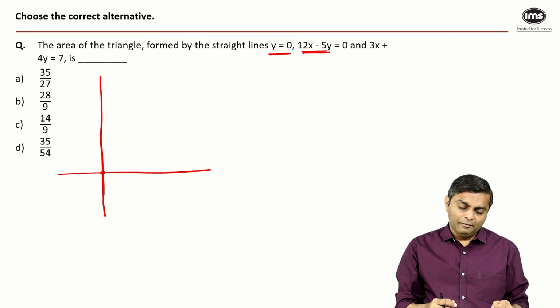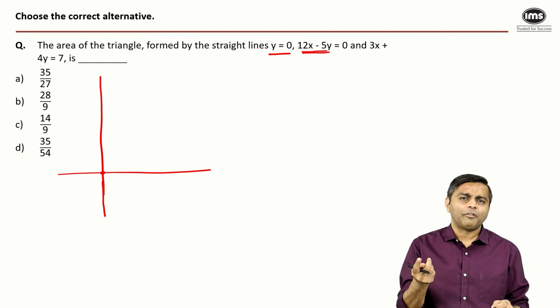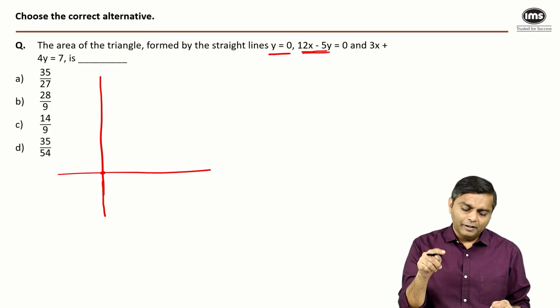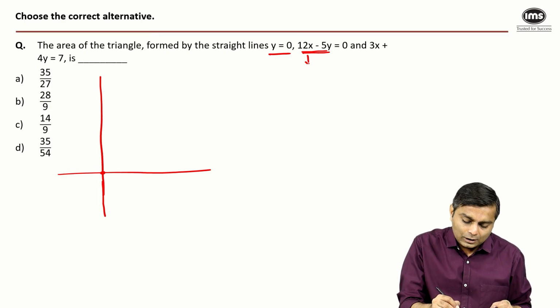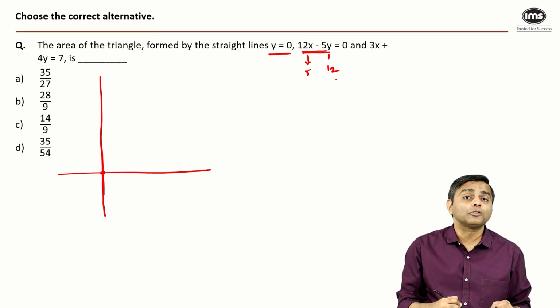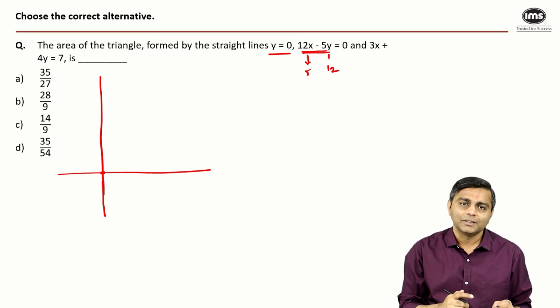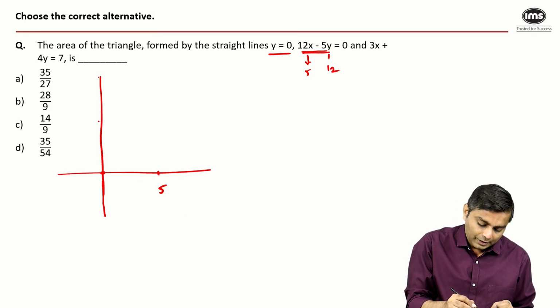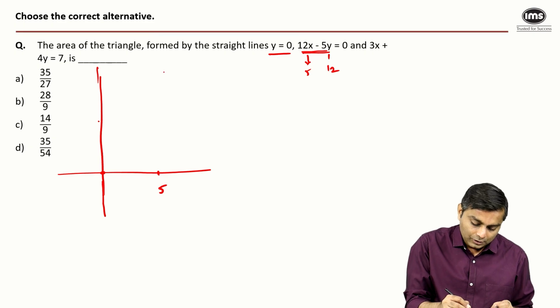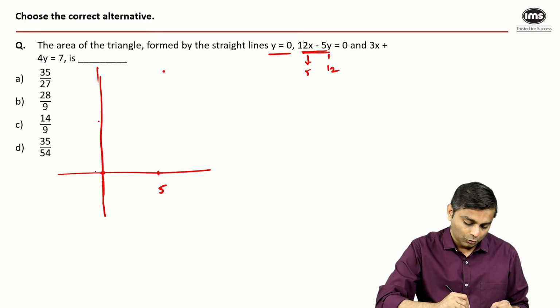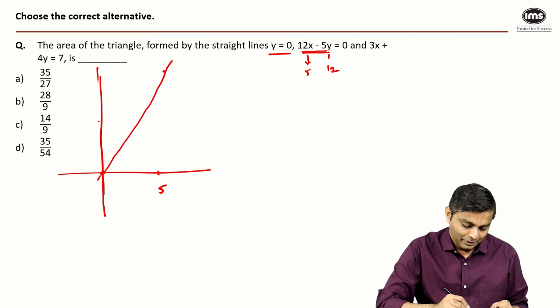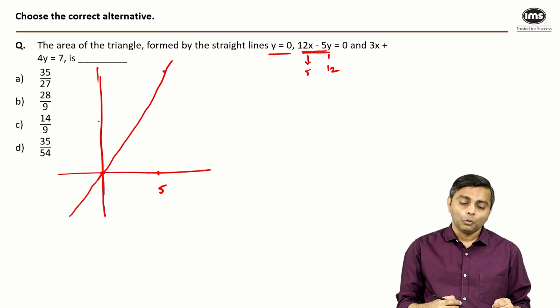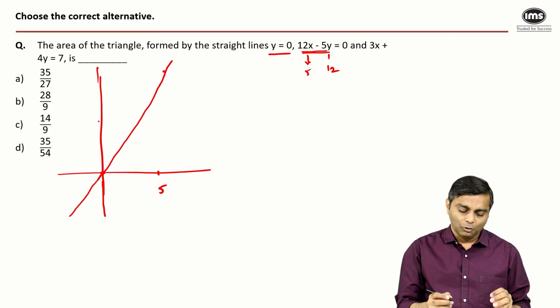Okay, 12x minus 5y is 0. So, 12x is equal to 5y. Therefore, 12 into 5 and 5 into 12. So, x is equal to 5, y is equal to 12 will also satisfy, because then it will be 60 minus 60, which is equal to 0. So, x is 5, y is 12. Let's say I take this as my 5, and if this is 5, 12 has to be somewhere here. Okay, so this is my line. If I draw this roughly without a scale, this is how it's going to look. Now, this is my 12x minus 5y is equal to 0. Okay, so I've got one line.